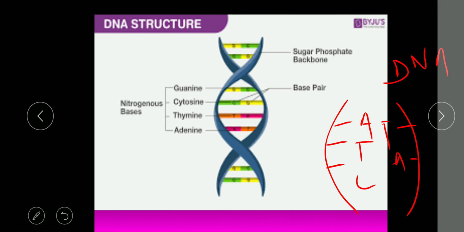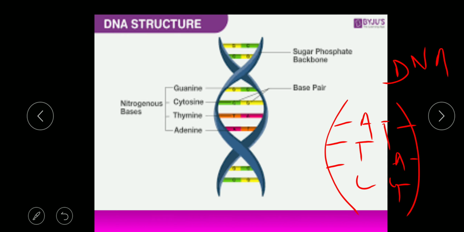If T is here, then A is here. If C is here, then G is here. A and T, how many hydrogen bonds? 2. A and T, how many hydrogen bonds? 2.